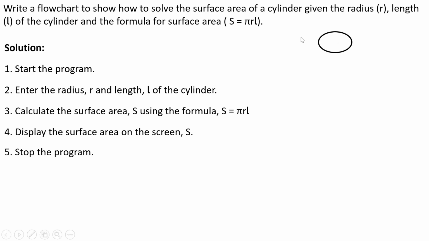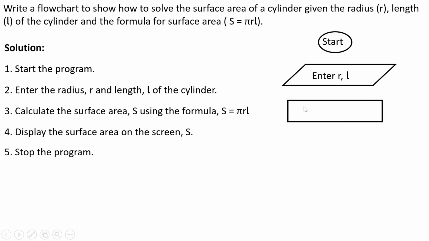So in writing the flowchart, you start with this, which stands for start. Then from there, you go to the one for entering. For entering information like enter radius, you use this one here, the parallelogram. So you just say enter R and L. Then next, it will go to calculating the surface area. It is this one which does the processing.